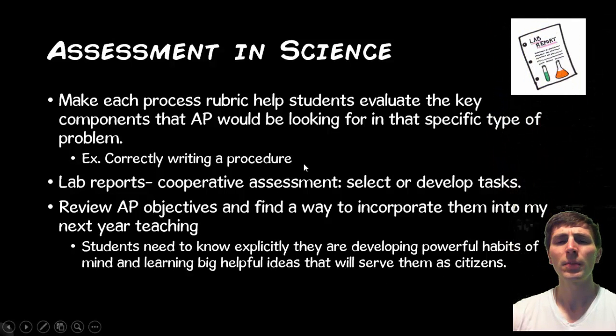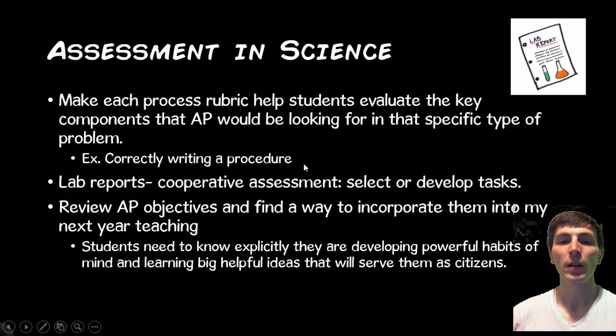After reading the article about assessment in science, looking to further this a little bit more, I want to make those process rubrics in a way so that they're looking at the key components that AP is looking for. So whether it might be: were you able to correctly write a procedure as per these guidelines?